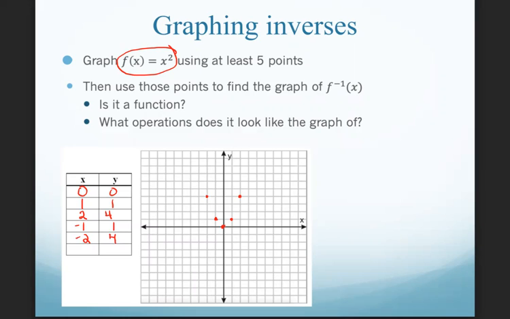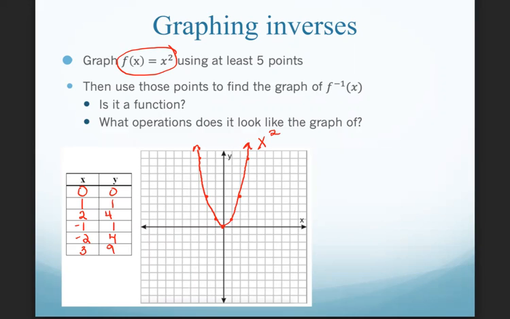Okay, now I don't have to keep going. I'm going to do one more. 3 squared is 9, just to kind of use up the most of my graph. And I know the axis of reflection will give us -3, 9 as well. Okay, so this is x squared. So now, without making a new table, I want to try and use the points to graph f inverse.